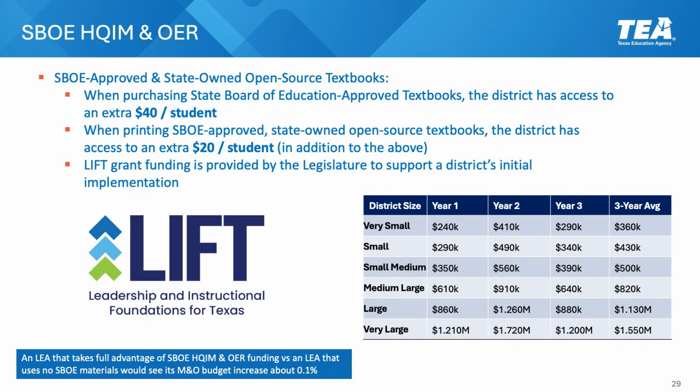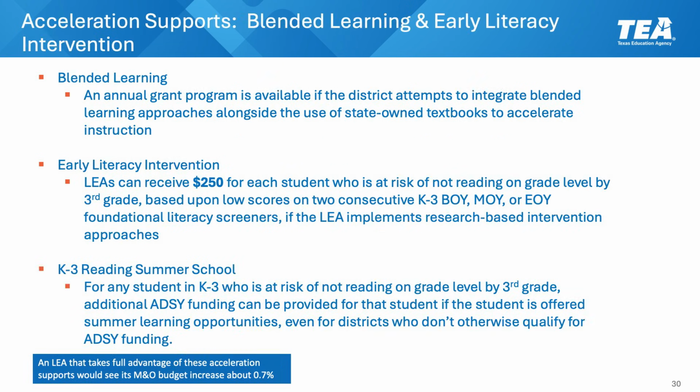In addition, there are implementation supports provided by the state in the form of the LIFT, Leadership and Instructional Foundations for Texas grant program, that are designed to provide districts with the implementation supports to implement high quality instructional materials, and that is a grant support that is available annually through the LASSO Unified Grant application. In addition to those supports, the state offers a blended learning grant program. Blended learning is a combination of online and teacher-led instruction. And the blended learning grant program is an annual grant program available through LASSO if a district is seeking supports to implement a high-quality blended learning program in one of their campuses.